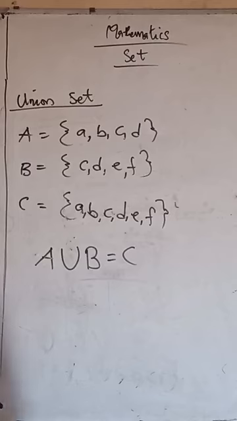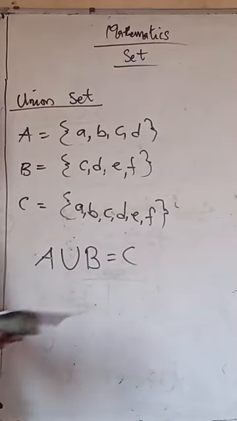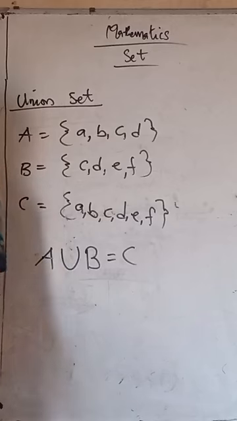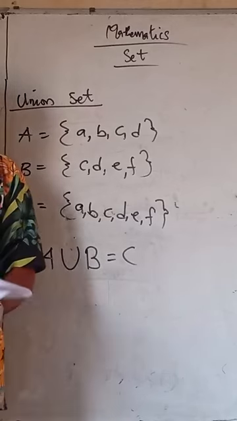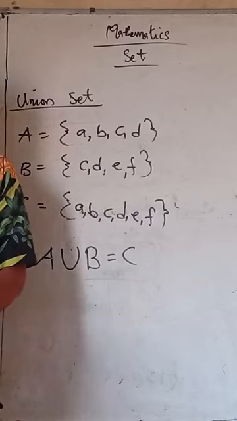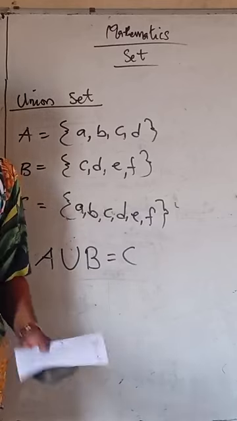Are you seeing it? It's very simple. So you should be able to differentiate between union set and intersection. We are done with the union set. The next one we're treating now is intersection. In case you have any question or any challenges, put it in the comment section, any question at all related to what we are doing today. Put it in the comment section, I will treat it.